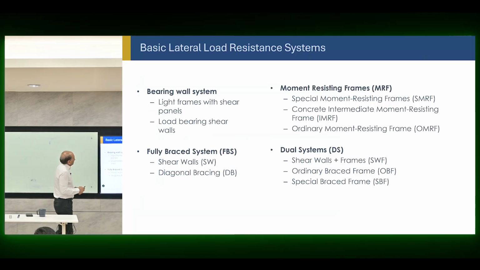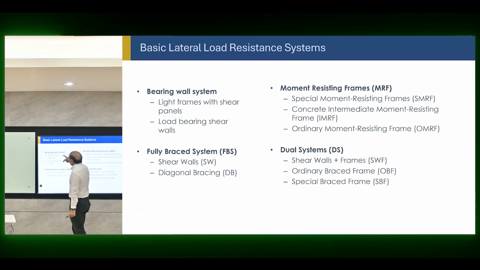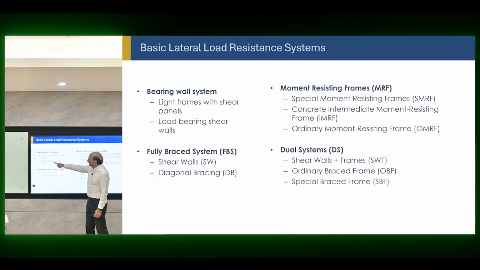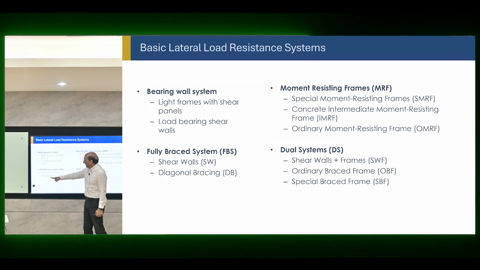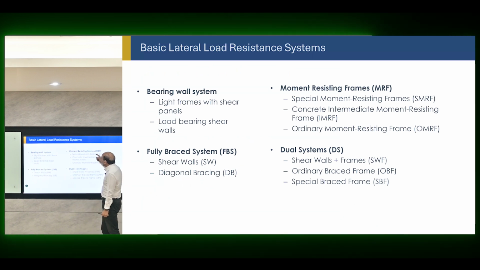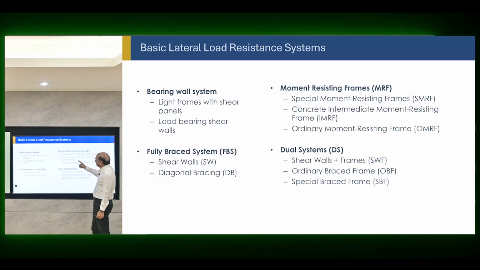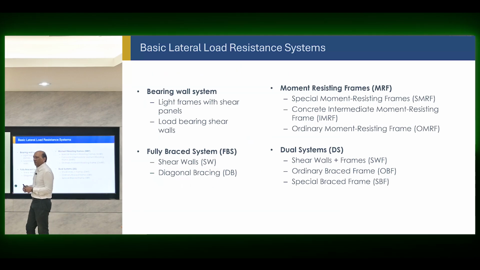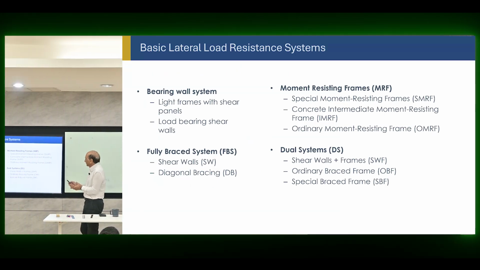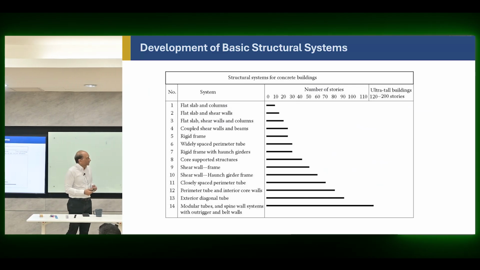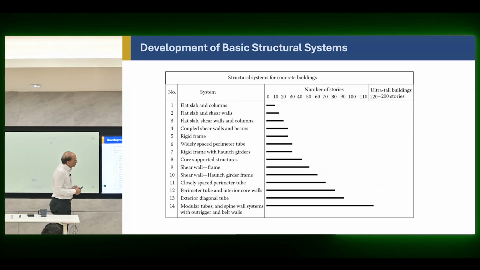So bearing wall systems, you can have light frames with shear panels, load-bearing shear walls, fully braced systems. This is the internal systems. Shear walls, only diagonal bracing systems, then special moment resisting frame, ordinary moment resisting frame, dual systems with shear walls and frames, and so on and so forth. So these are then subcategories of internal systems on how we connect things, and we will talk about most of them today.